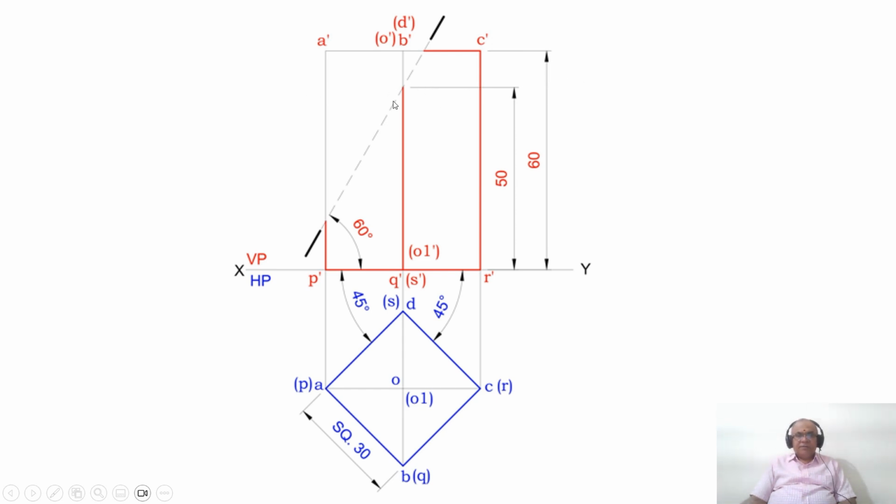A section plane which is parallel to HP and perpendicular to VP. Since it is perpendicular to VP, you are getting a line in the front view. And from that point, you measure an angle of 60 degrees with respect to the horizontal and then draw an inclined line. That is, this is the section plane which is acting. This is the representation of the section plane.